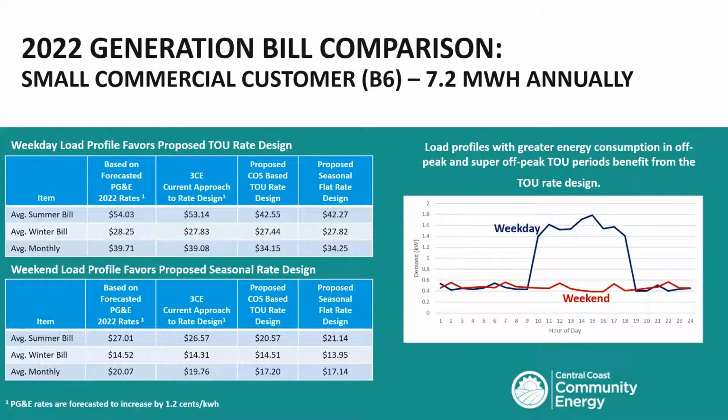If you were to select the seasonal flat rate and you had this weekday load profile, your average monthly bill would be about $34.25, so slightly higher than the time of use rate. The reason for that is if you look at this profile again, that peak time of use period is 4 to 9 p.m. So you're using a fair amount of energy before 4 p.m. during that weekday profile. You're in the off-peak rate during that time, or the standard rate, if you will.